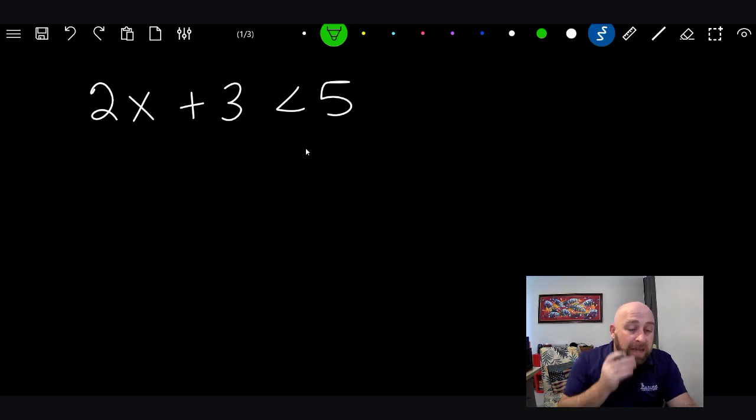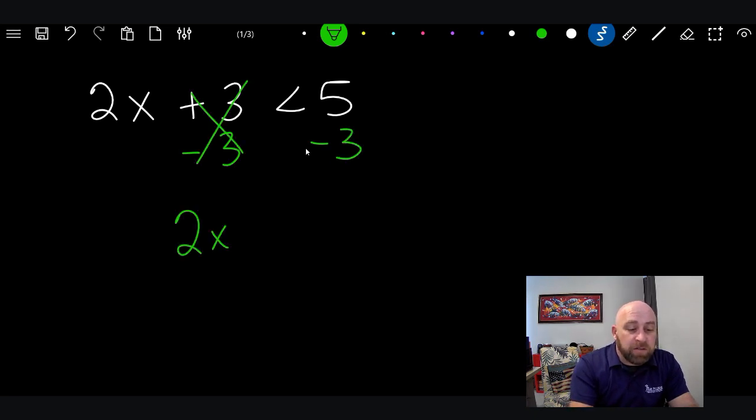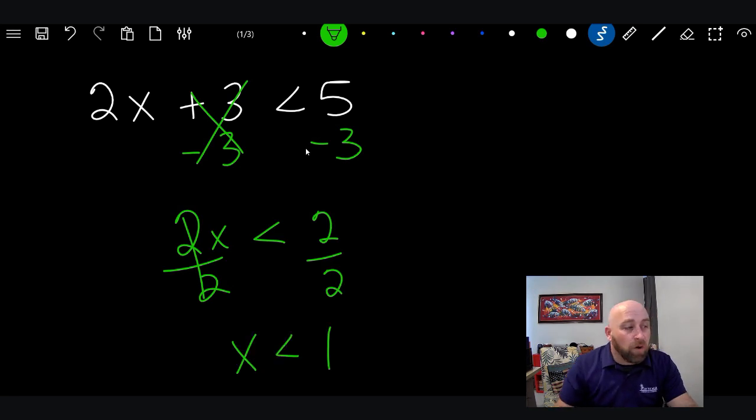This first one doesn't have that. It just has all positive numbers, so we're just going to subtract 3 from both sides, and we're going to get 2x is less than 2. We're going to divide both sides by 2. That's going to cancel, and we're going to get x is less than 1. 2 divided by 2 is 1.